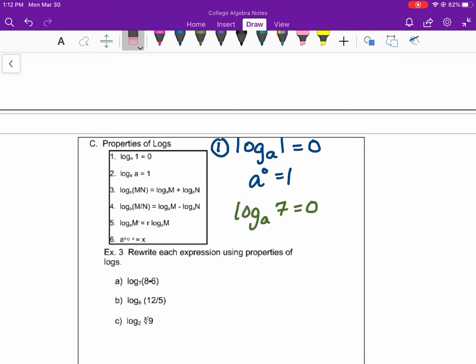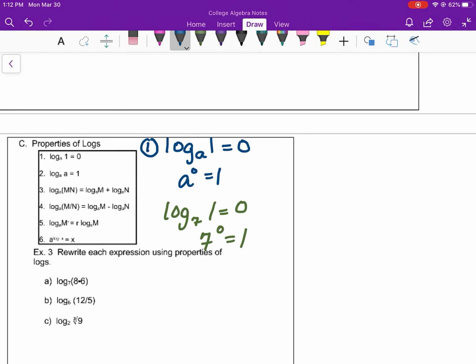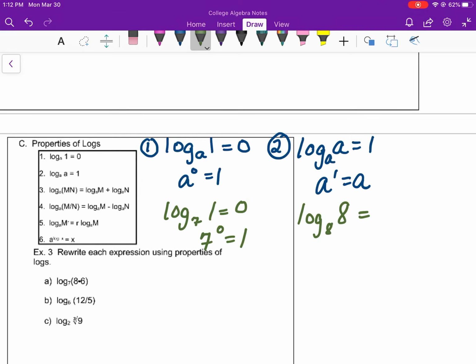I wrote that wrong again. Bear with me. Log base 7 of 1 equals 0. And why is that? Because 7 to the 0 power is 1. Okay, number 2. Log base a of a equals 1. That's because a to the first equals a. So if I saw something like log base 8 of 8, the answer would be 1. 8 to the first is 8.